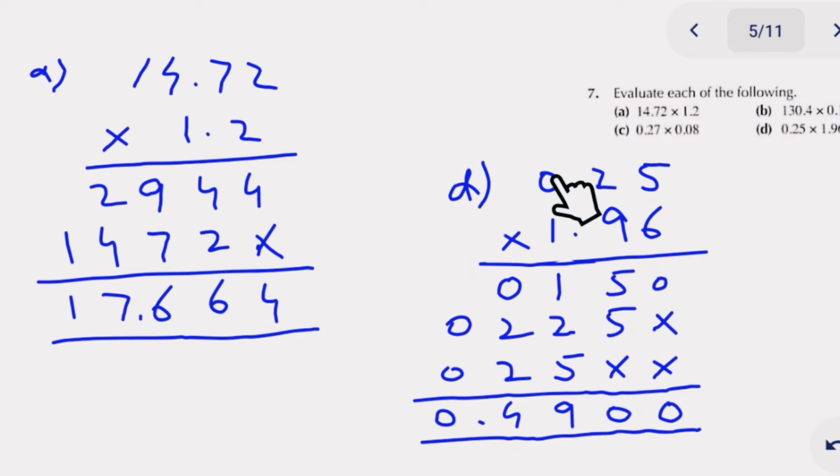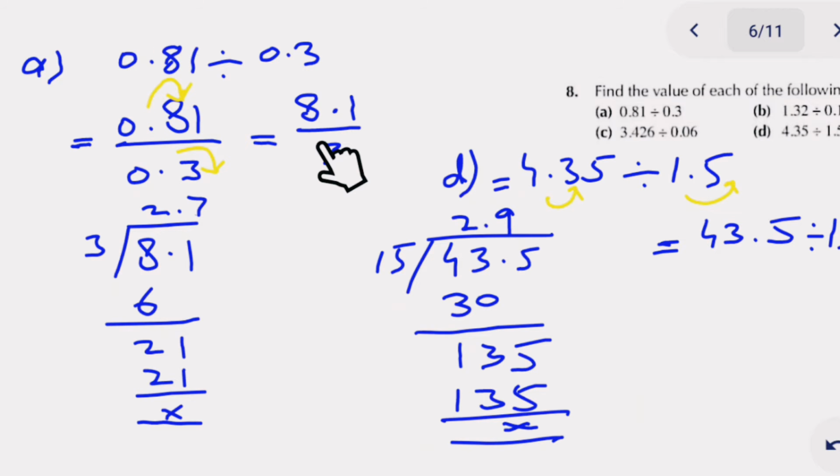Simply again, in the D part, 0.25 is multiplied with 1.96. We multiply it, then we add it, and then the question is where we have to put this decimal. It depends on this number. The first number carries 2 decimal places, and the second number also carries 2 decimal places. So 2 plus 2 is 4, and you can see that 1, 2, 3 and 4. So we put this decimal after 4 points.